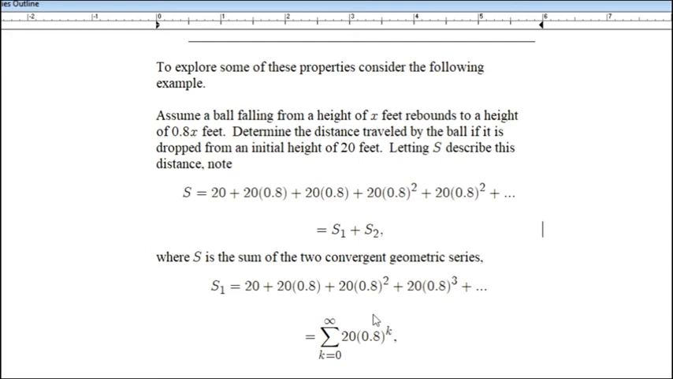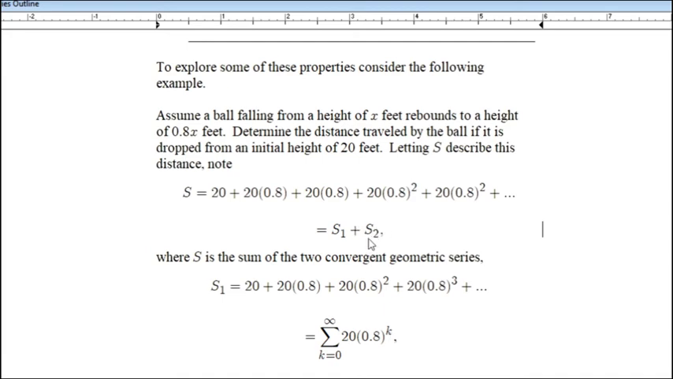If we think about the value of S sub 1, S sub 1 in this series is the sum of 20 with 20 times 0.8 with 20 times 0.8 squared and so forth. It is the summation from k equals 0 to infinity for 20 times 0.8 raised to the kth power.